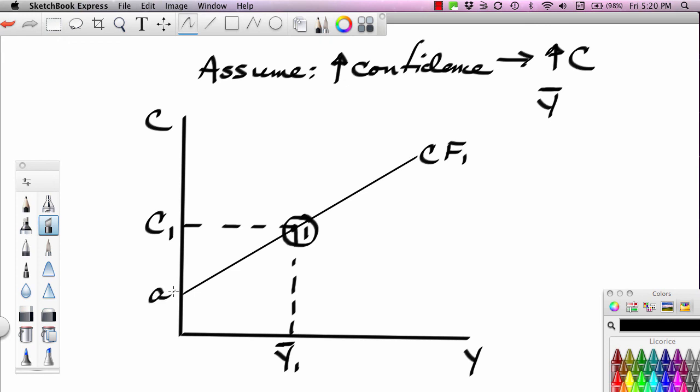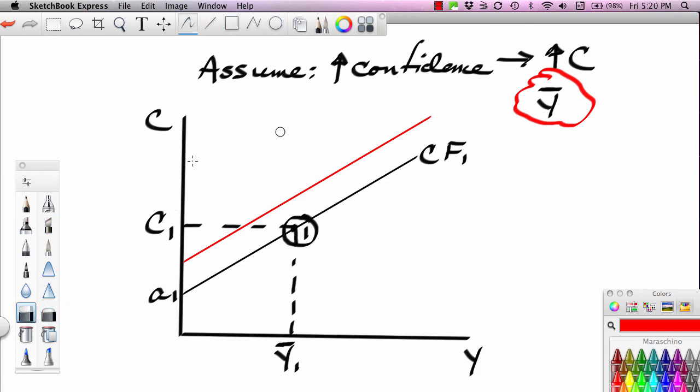So this is little a1 down here. So how do I show this increase in confidence? Well, I can't move along the line because Y hasn't moved. Y has stayed constant. What I have to do is shift the entire line. I have to move the entire line up. Why? I have to show an increase in consumption that has nothing to do with income. So I have to shift the entire line upward.